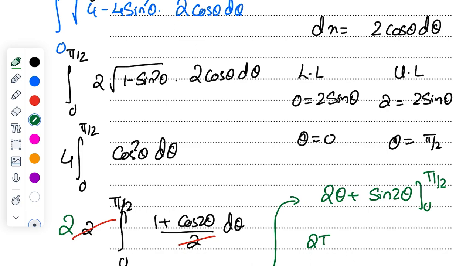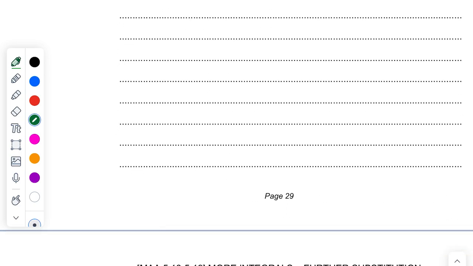So 2 times pi by 2 plus sine, 2 times pi by 2 means sine pi, minus 0 plus sine 0 is 0. So pi plus sine pi is going to be nothing but what again? 0. So answer is pi plus 0. Answer is going to be pi.